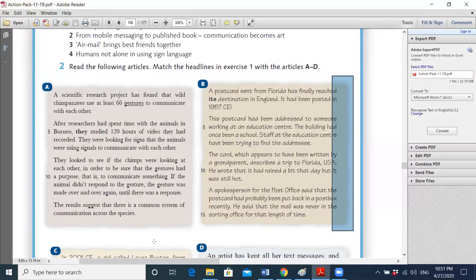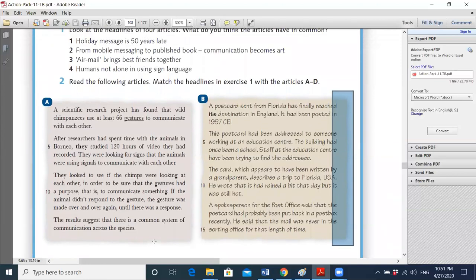A response is some kind of reaction from the other chimpanzee that is addressed with the gesture. The results suggest that there is a common system of communication across the species. So, which headline do you think is an appropriate headline for this article? Yes, number 4 is the appropriate headline. Humans not alone in using sign language. So we have sign language for animals as well.